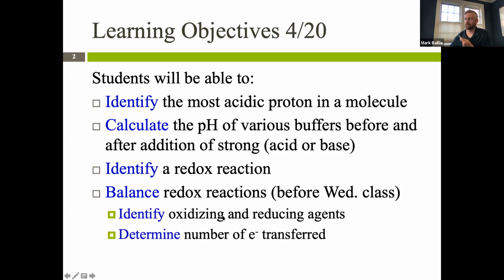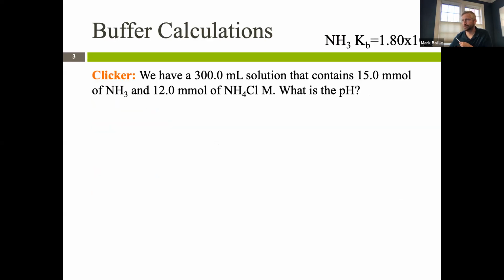So identifying the oxidizing and reducing agent, determining the number of electrons that are transferred. These are all things you do in a typical redox reaction. If you don't have the time or resources or know-how to do this, let me know. I'll find some time. We can meet tomorrow or Wednesday if you aren't able to go to Trip G's session on Wednesday afternoon. All right.